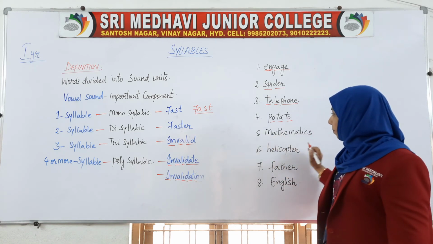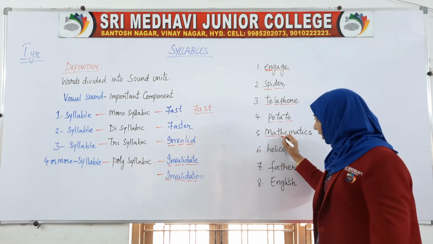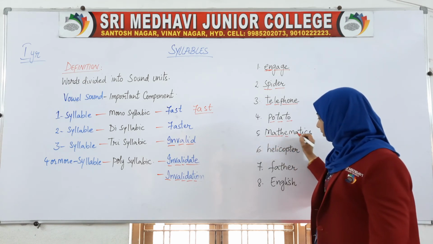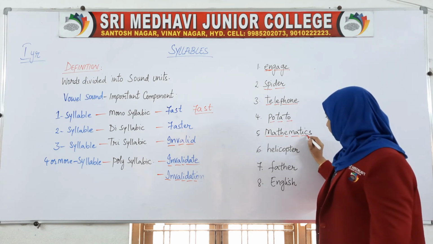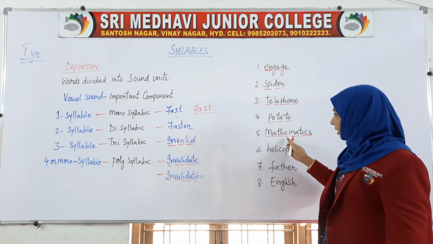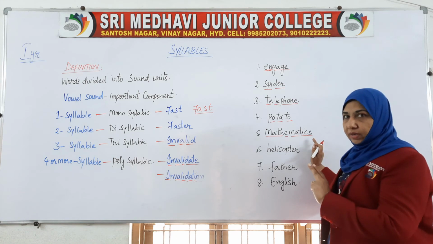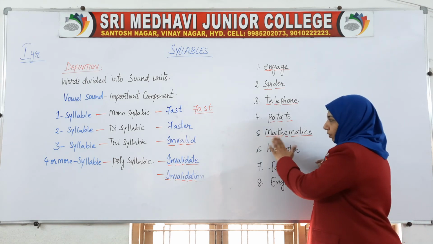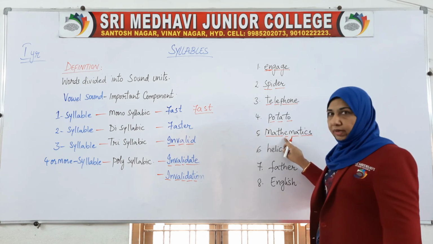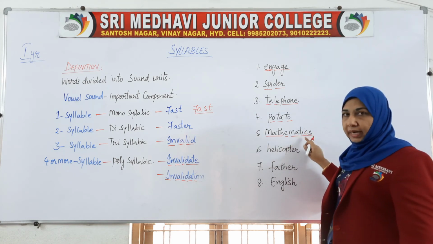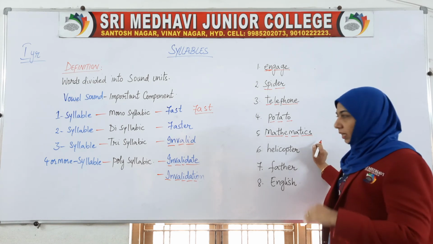Now here, mathematics. So how do we get it? Here ma separate and tics separate. Mathematics. If you take the sound separately, are you not getting math? Yes, a sound, right? Ma, right? Tics, right? You are getting the sounds if you are separating it out.